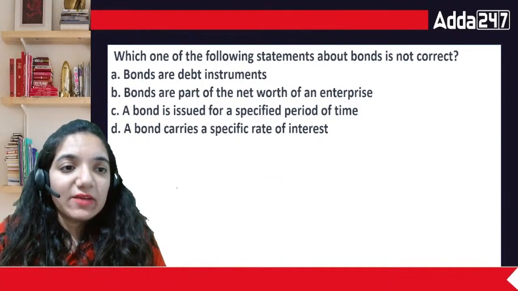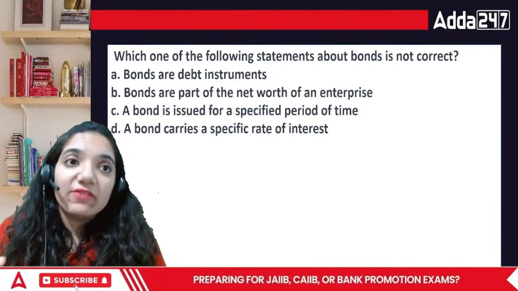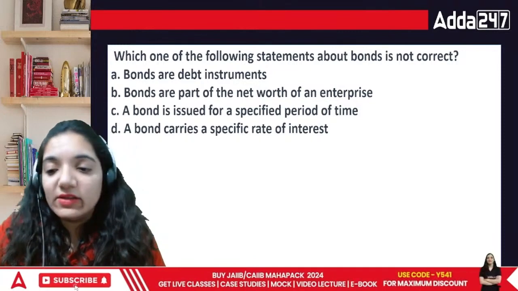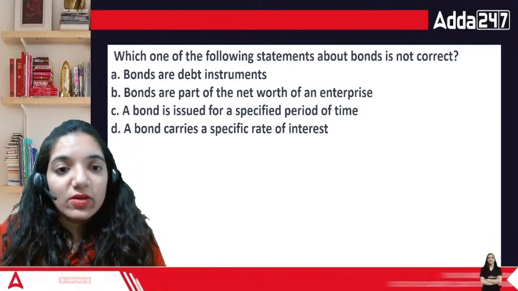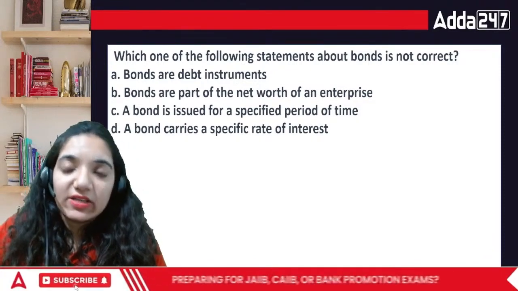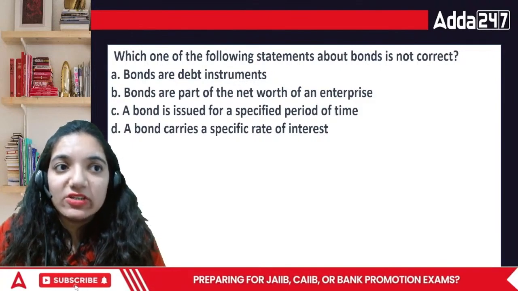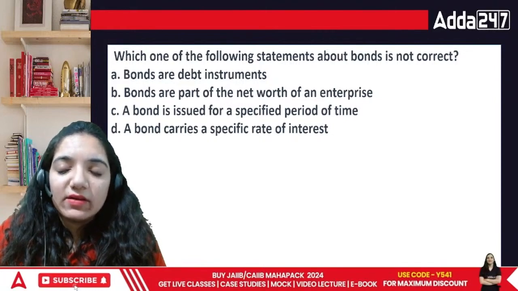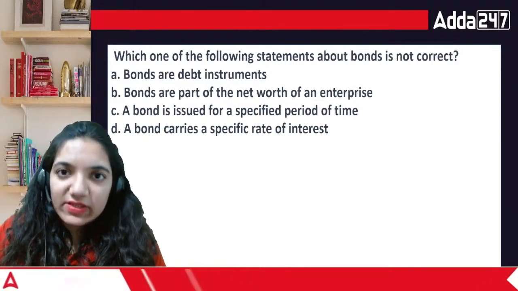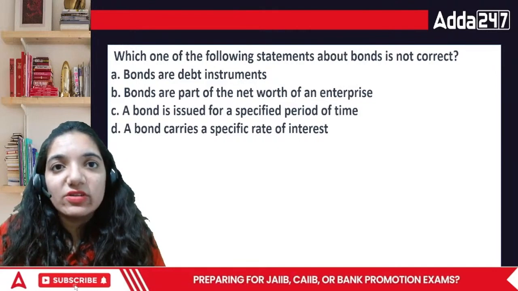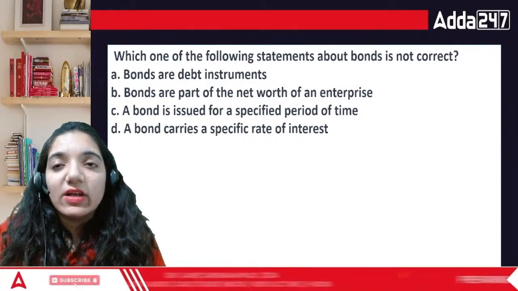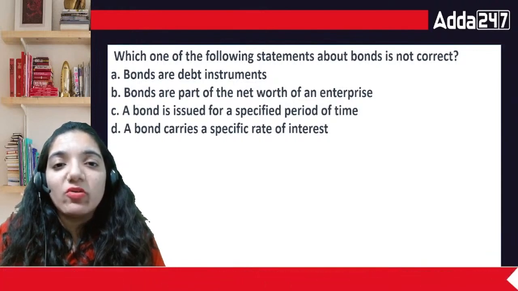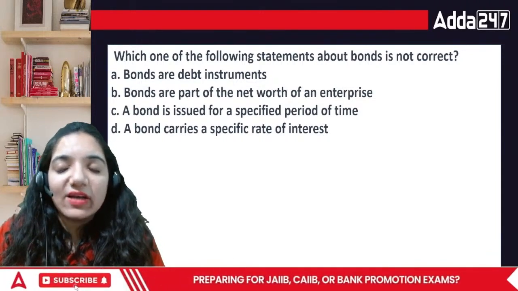Okay, now here comes the first question, everyone. We have talked about debt and equity. Debt is the money that I take from others. That's something that we call loans taken from others. And equity is what we call the owner's funds. This is the funds which the owner of the organization is putting in. Now the question is: which one of the following statements about bonds is not correct? Bonds are among the debt.